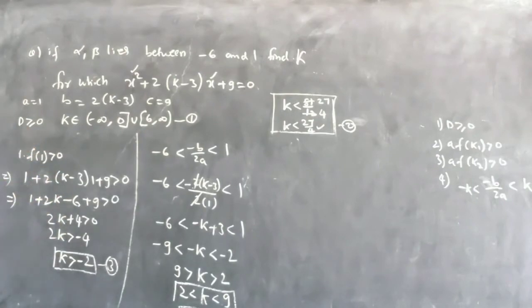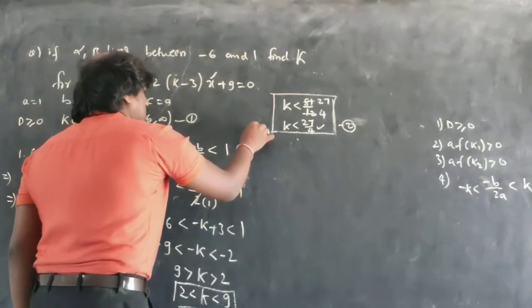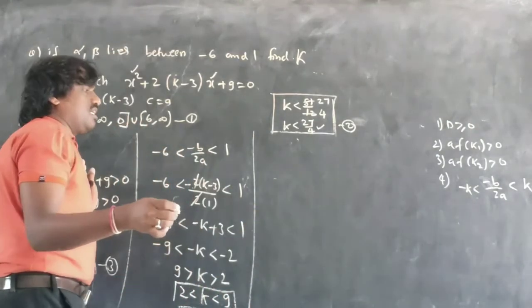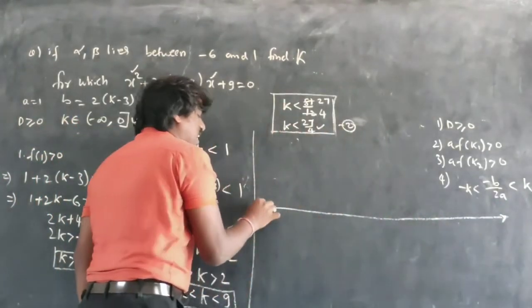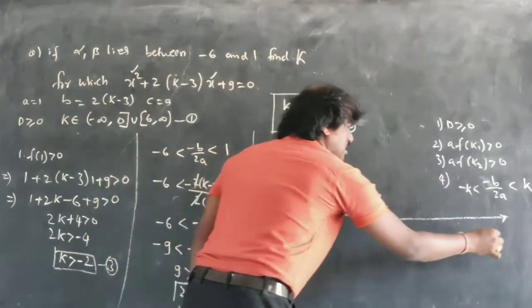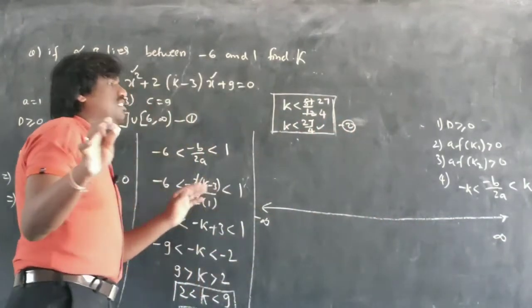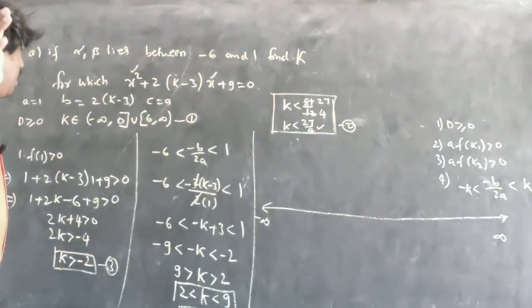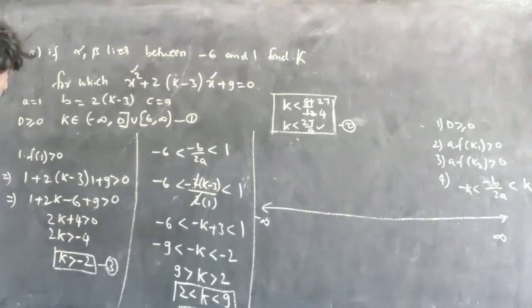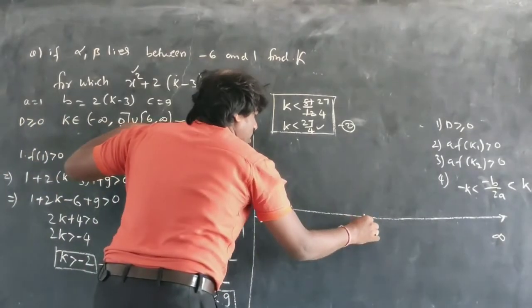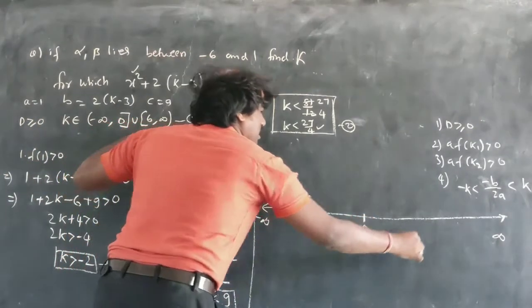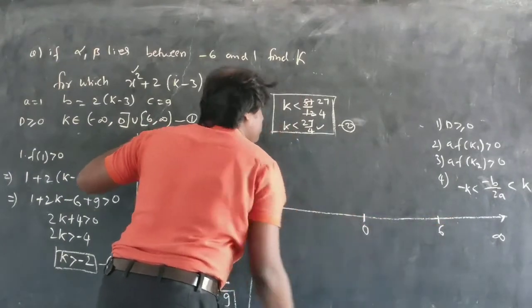Now I got all the 4 cases, and let's intersect all these. The intersection of all these 4 cases will be the final answer. Let us substitute all these cases right now. In the first case, we have 0 and 6. Let's plot the points, 0 here, and plus 6 here.